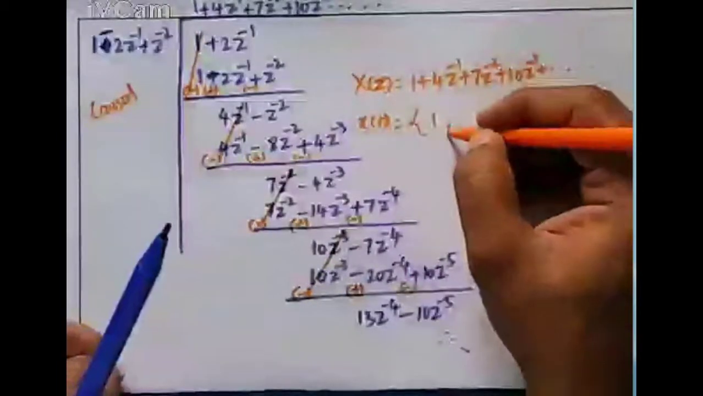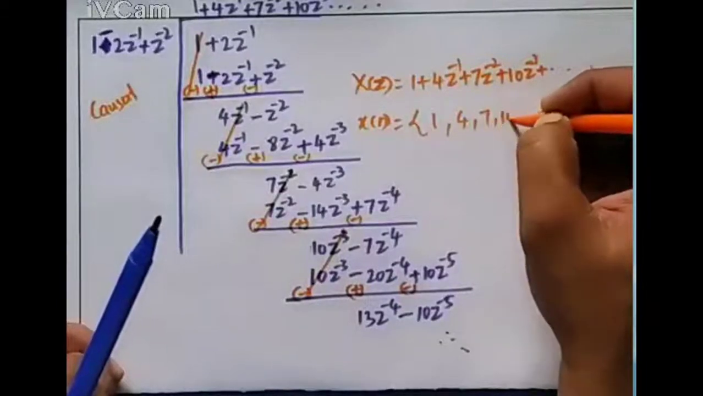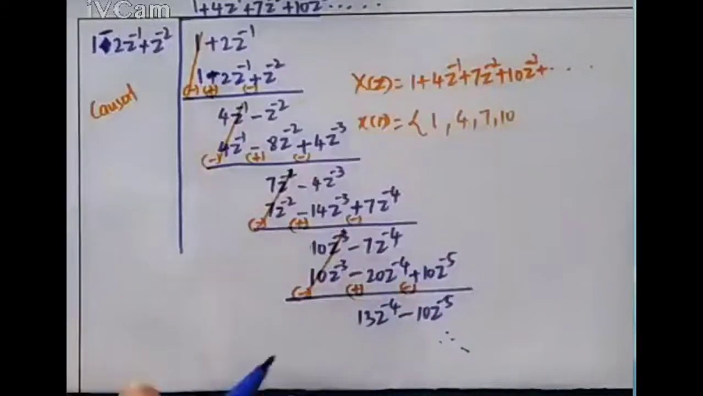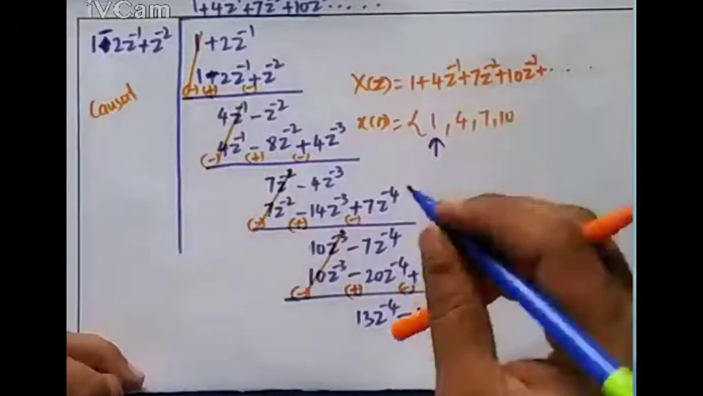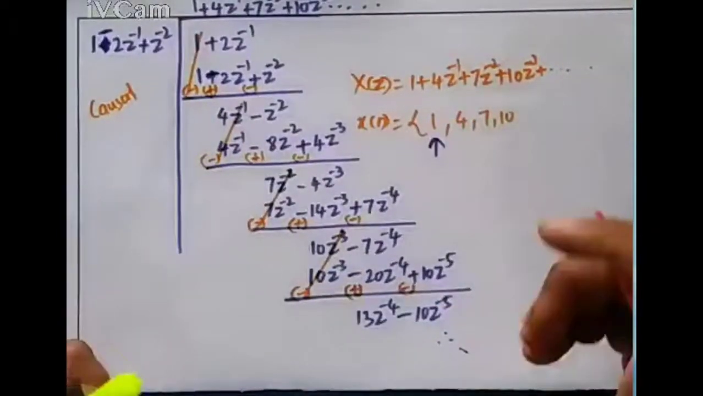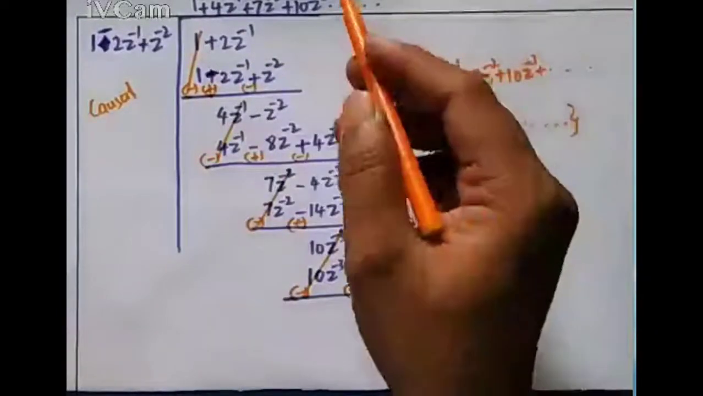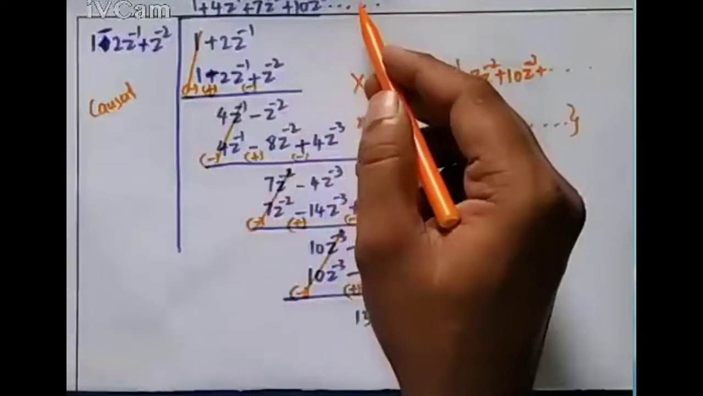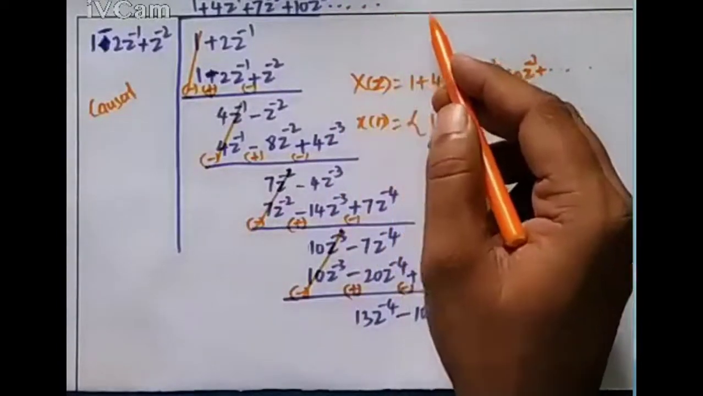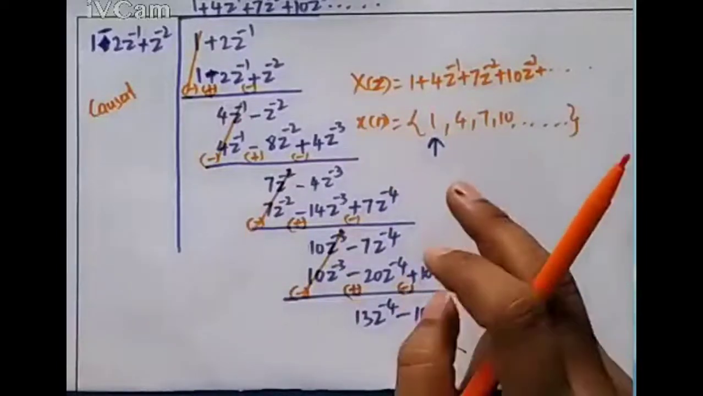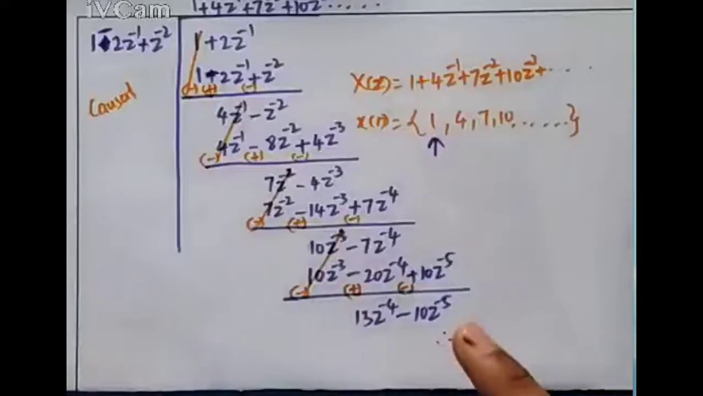So 1, 4, 7, 10 are the constants of the terms. And the starting value will be here, marked at the origin, and then it will be continued. So you can go on solving. Next we will have some constant with z^-4, next we will have some constant with z^-5, like that it will go. Now we have x(n) for the causal sequence as well as the non-causal sequence. So this is the way we will perform the long division method to find the inverse z-transform, so that we can obtain x(n) from the given X(z).